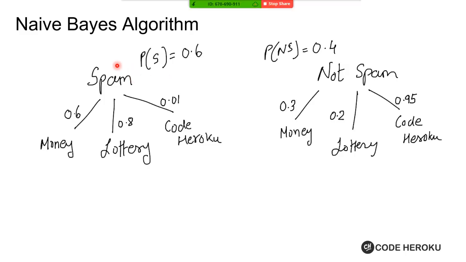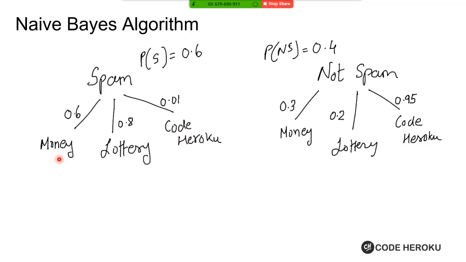All right, so over here we are seeing that the overall probability in our data set, the chances of an email being a spam is 0.6, and the overall probability of them not being a spam is 0.4. Within the spam emails, we have seen these three words. Let's say our entire dictionary, our entire corpus, has only these three words: money, lottery, and Code Heroku. Obviously this is not realistic. We'll have many words in a text email corpus, but for the sake of simplicity, let's say we have just these three words over here.